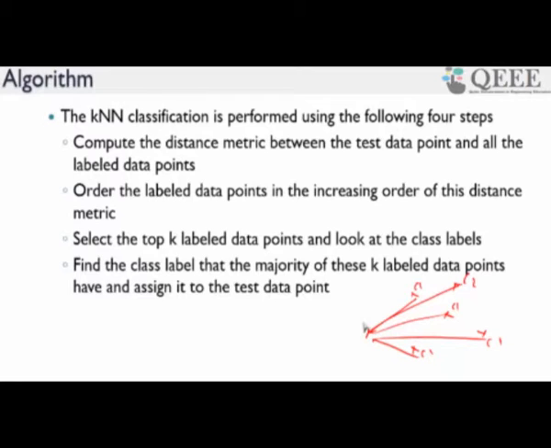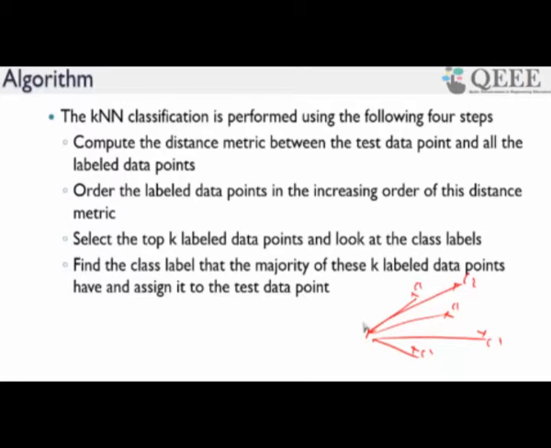So you take a point, and from that point you take every other labeled point and find the distance. Then you order these data points from the point that is closest to the test point to the point that is farthest from the test point. Once you have ordered this, you take the top k data points. So if k is 3, then you take the top 3 data points. What are these data points? These are the 3 closest data points to the test data that you have.